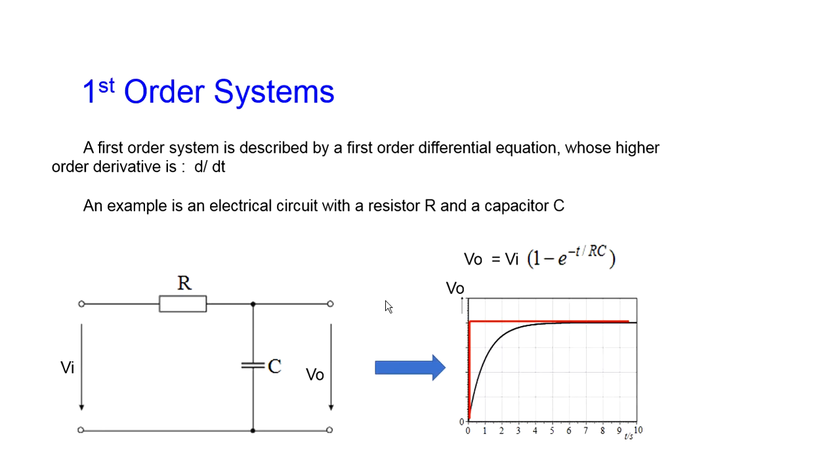The equation in the time domain relating output voltage to input voltage is this one here. Output voltage equals input voltage times 1 minus e to the power minus t divided by RC, RC being the so-called time constant. The units of R times C are seconds or any other time unit.